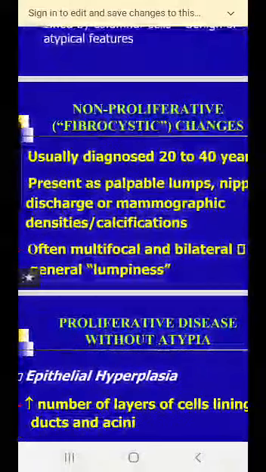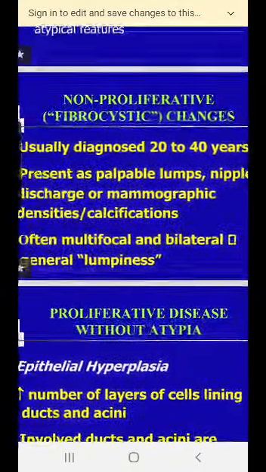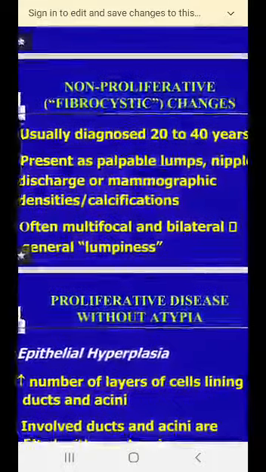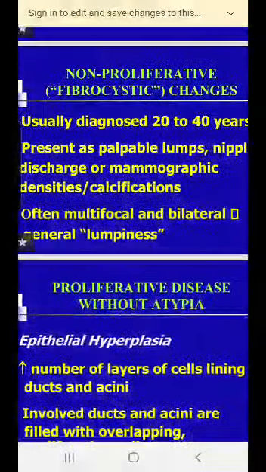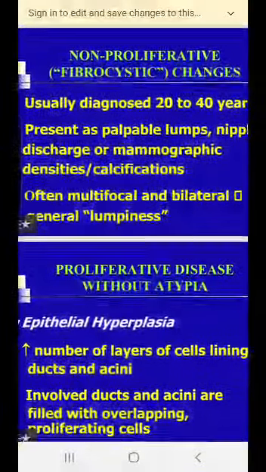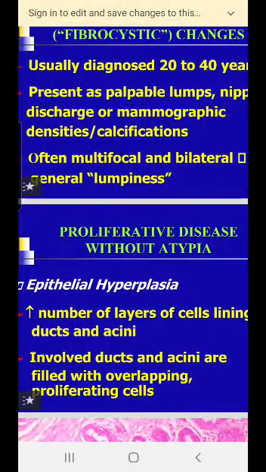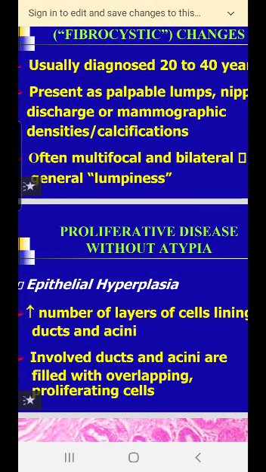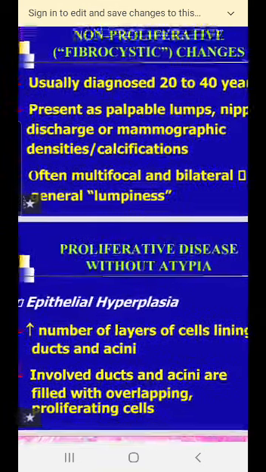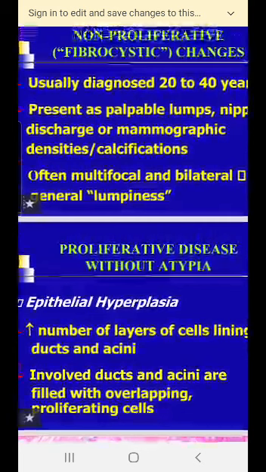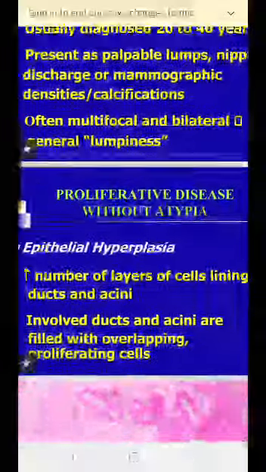Now, this fibrocystic disease usually occurs in the reproductive age group because of the change in the hormones. So you might see palpable lumps or a nipple discharge or mammographic densities or calcification, and they might be multifocal and bilateral as compared to fibroadenoma, which usually presents as a lump in the breast, and they may be single most of the time, or they may be multiple as well, but this is more like a lumpiness. It looks like a lump, but it's not a lump, so it's multifocal and bilateral.